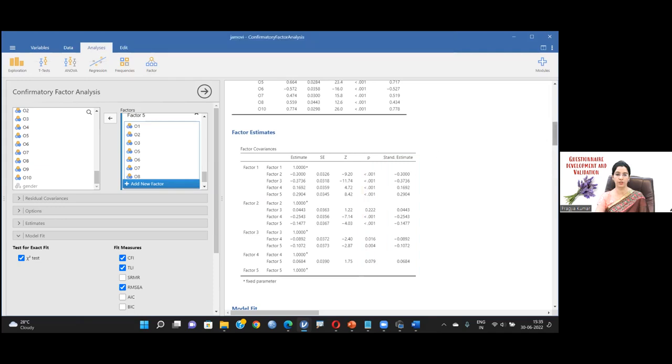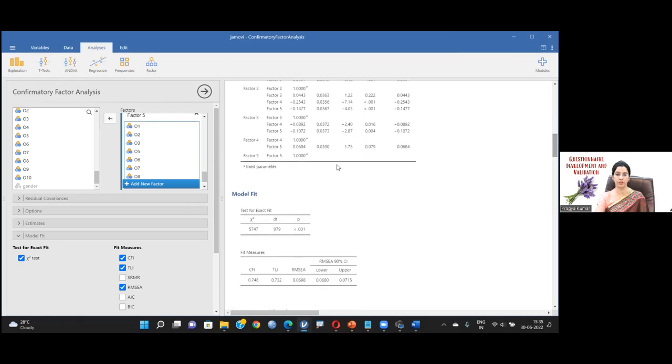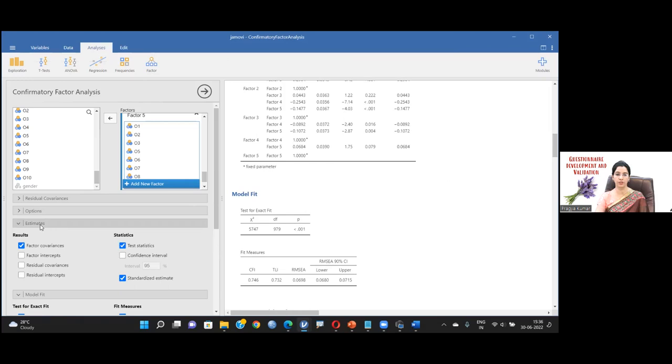Now come down, and this is for the model fit. I will take this model fit, it comes automatically. You will see here in estimate, if I go, these things like test statistics, I have taken this test statistics. This confidence interval is up to you. If you want the confidence interval of the test statistics, you can click that. Otherwise, the important ones are the factor covariances and the standardized estimate.